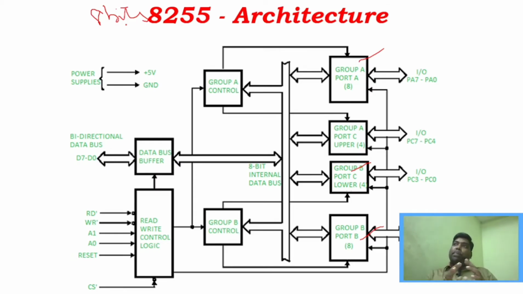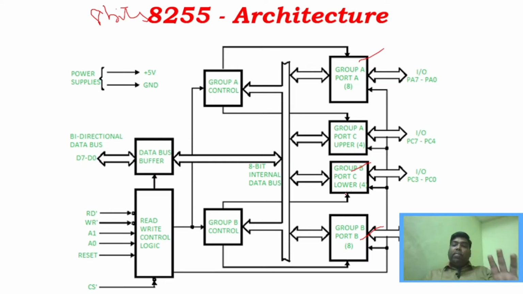So why are we separating it? Because we can group port A and the upper part of port C as group A, and similarly port B and the lower nibble, the lower part of port C, as group B. So we have three different ports and two different groups. Group A is formed by port A and the upper part of port C, and group B is formed by port B and the lower part of port C.